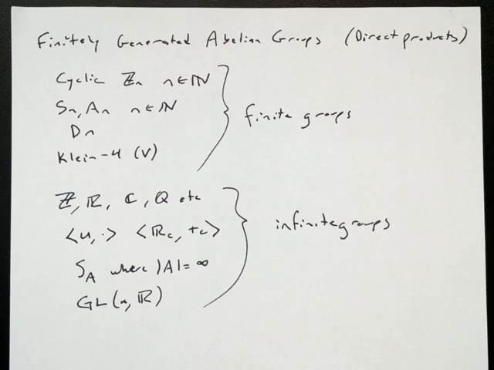Everything you see here is a group that in some sense we've done before. Cyclic groups, the symmetric groups of permutations, the alternating group, which is the even subgroup of those permutations, the dihedral groups, the Klein 4 group, V. Those are all finite groups.